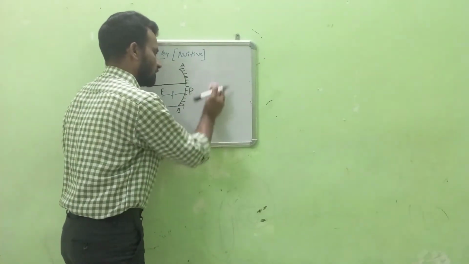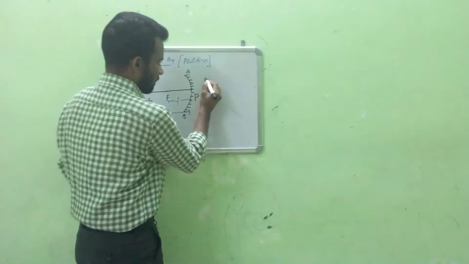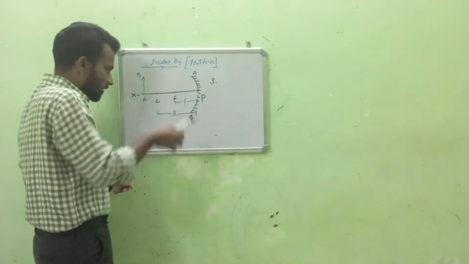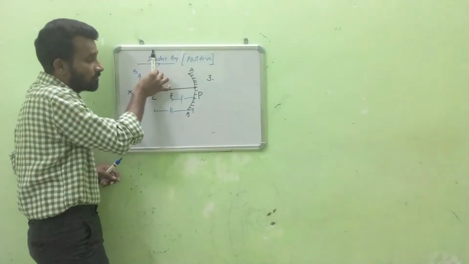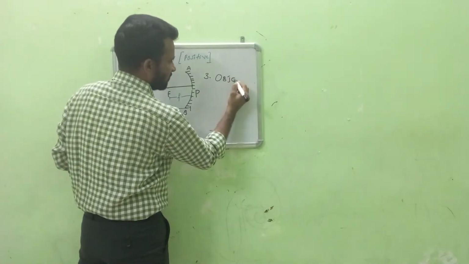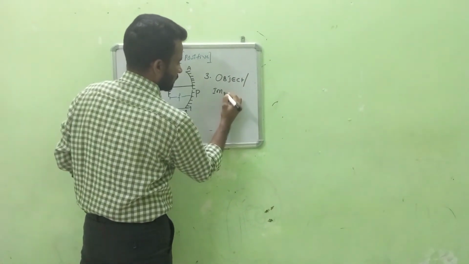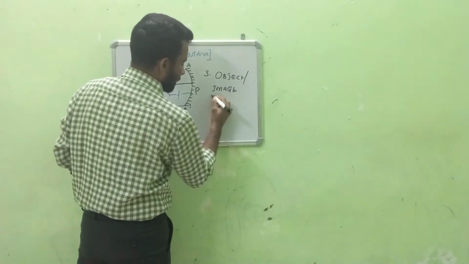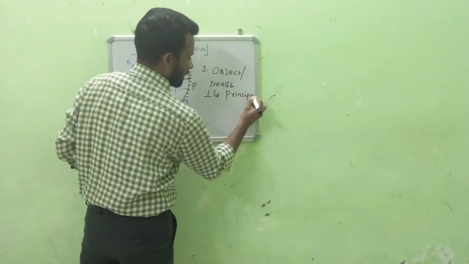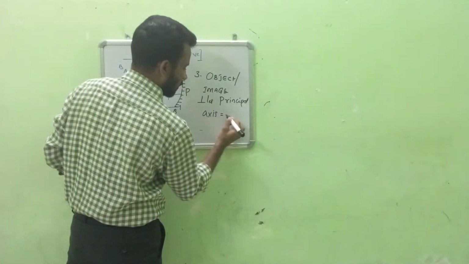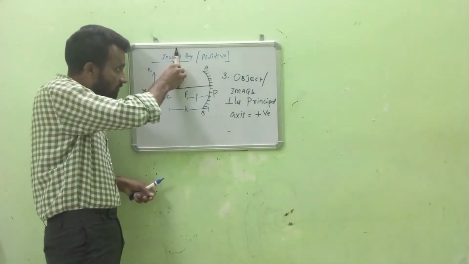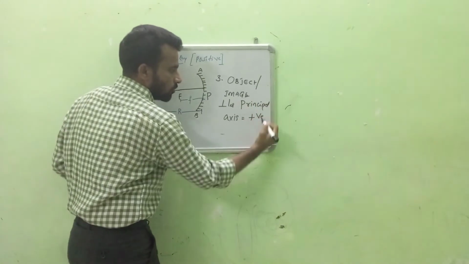What is the third condition? For example, this is the object. If the object or image is on the principal axis, or perpendicular to the principal axis, you have to consider it as positive. This is one: object or image above the principal axis, you have to take as positive.